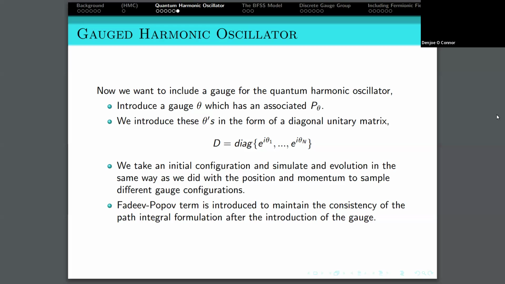So we want to put all this to work with our harmonic, common harmonic oscillator. So we add in this gauge, which is called theta, and then each theta has an associated momentum with it, in the same way that x has an associated p from the Hamiltonian Monte Carlo. So we just evolve these in the exact same way we did before, except now we have a gauge term. The only difference is that we have an extra term in the action, called the off term, and it's just introduced to maintain the consistency of the path integral formulation once we introduce this gauge here.